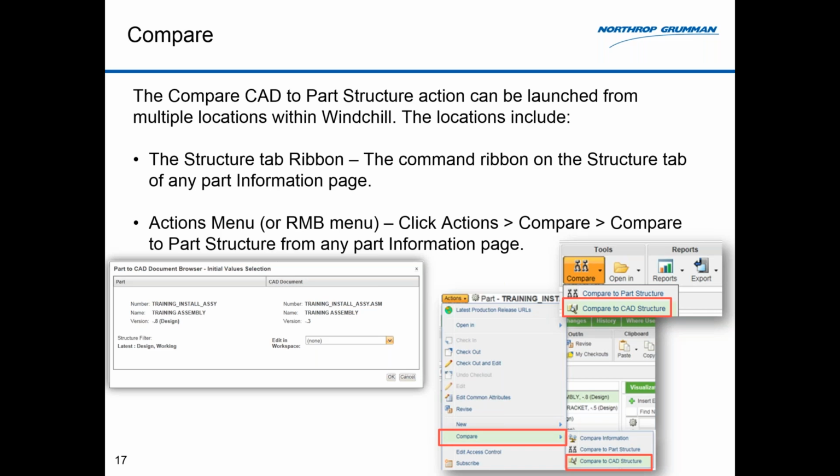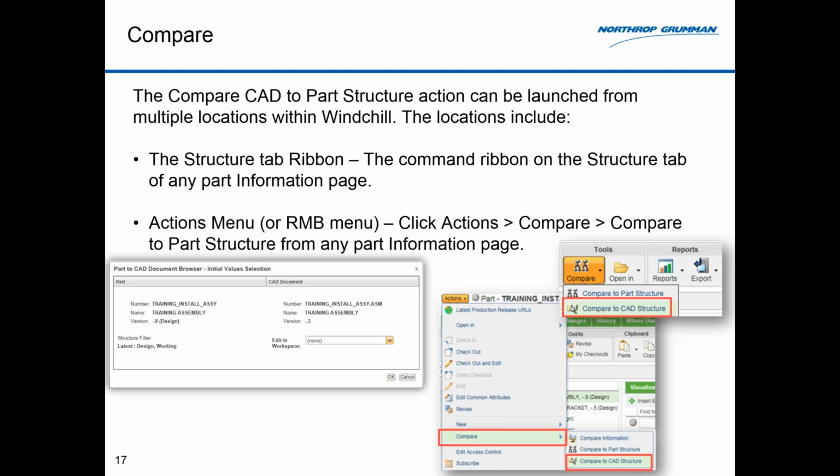Initiating a comparative part structure or CAD document from any of the launch points causes the Part Structure Setup window to be displayed. The Compare to Part Structure Setup window displays the part structures to be compared under the left side and the right side headings. The number, name, and version attributes identify each part.